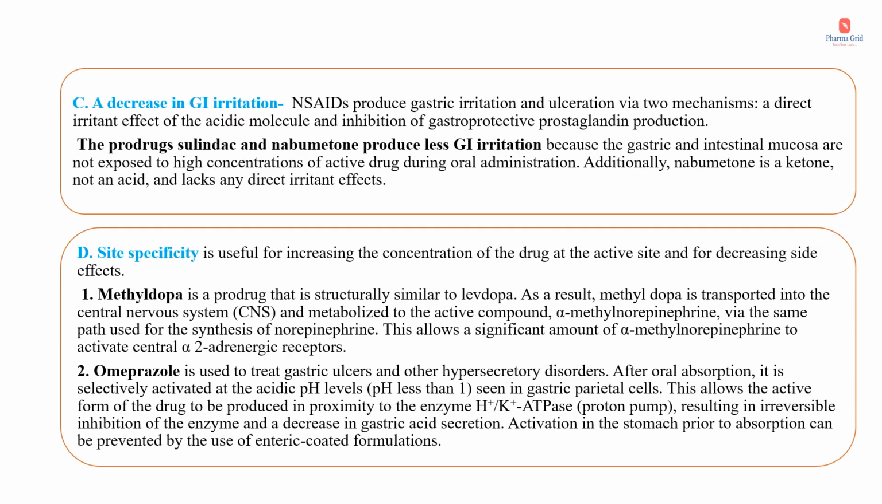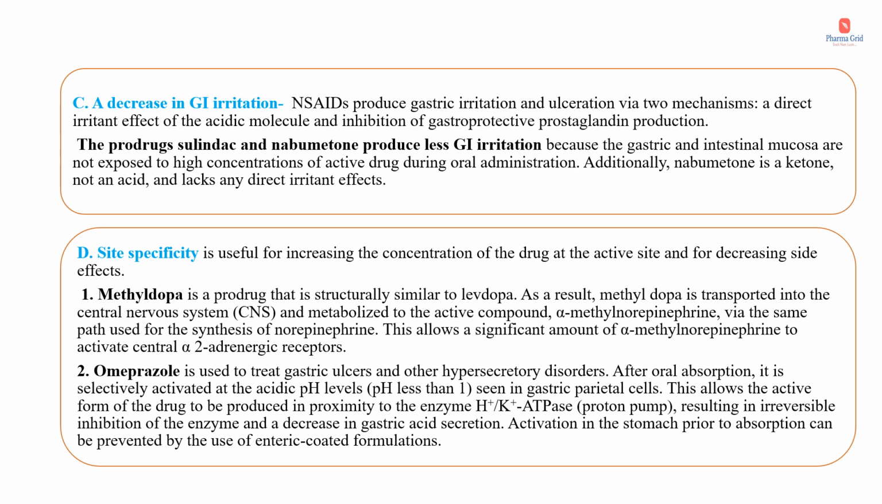Next advantage is a decrease in gastrointestinal irritation. NSAIDs produce gastric irritation and ulceration via two mechanisms. First one is a direct irritant effect of the acidic molecule and next one is the inhibition of gastroprotective prostaglandin production. The prodrugs sulindac and nabumetone produce less gastrointestinal irritation because the gastric and intestinal mucosa are not exposed to high concentrations of active drug during oral administration. Additionally, nabumetone is a ketone, it is not an acid and lacks any direct irritant effects.